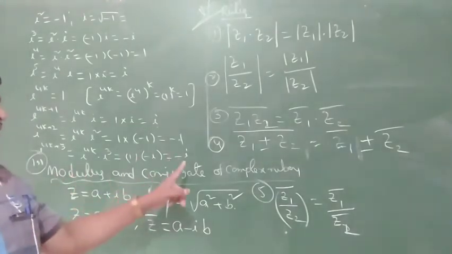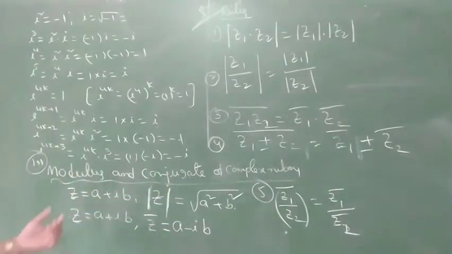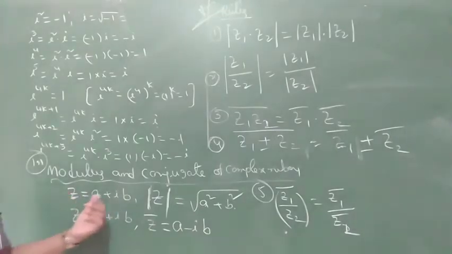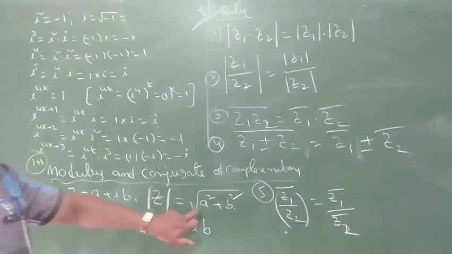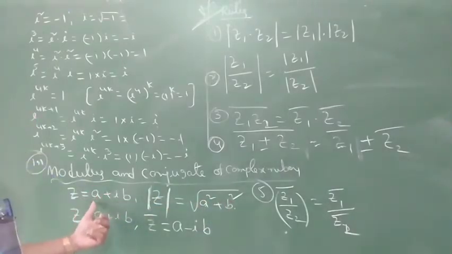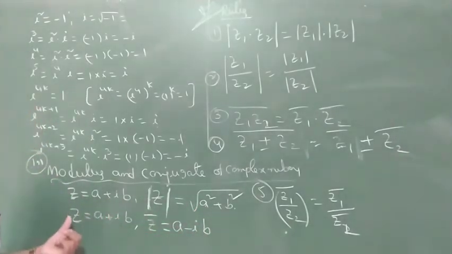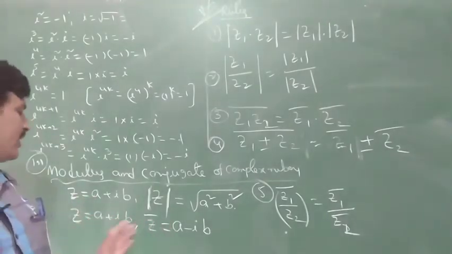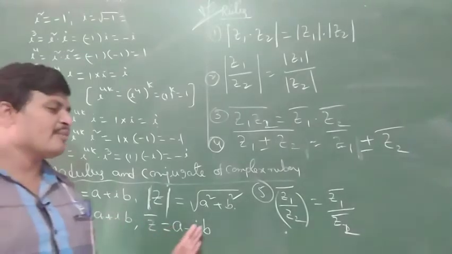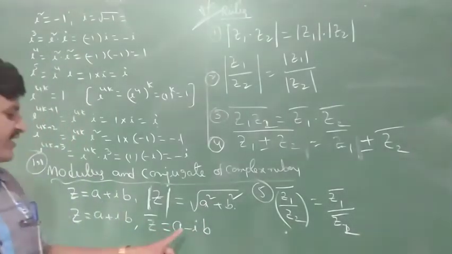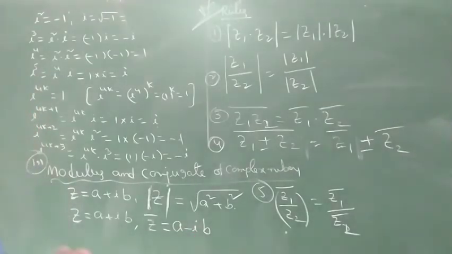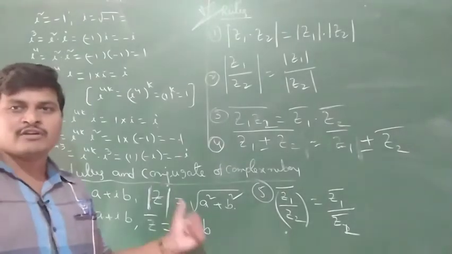This is the modulus and conjugate of a complex number. Z is a complex number. The modulus of z is equal to the root of the sum of the squares of the real and imaginary parts, root of a square plus b square. The conjugate of a complex number is denoted by a bar. Z is equal to a plus ib, so z bar is equal to a minus ib. We only have to change the sign of the imaginary part: plus changes to minus, minus changes to plus. This is the conjugate, a very important 1 mark question.